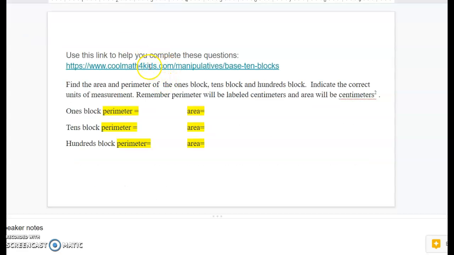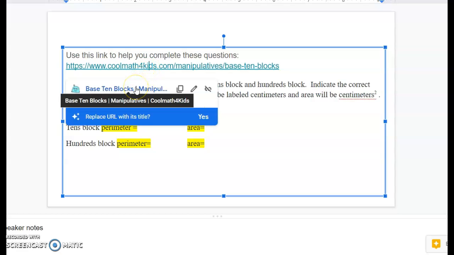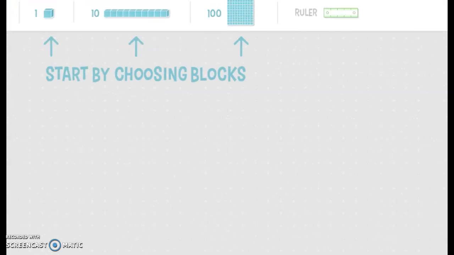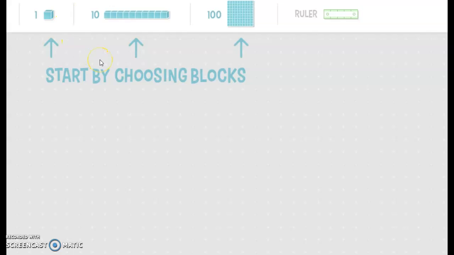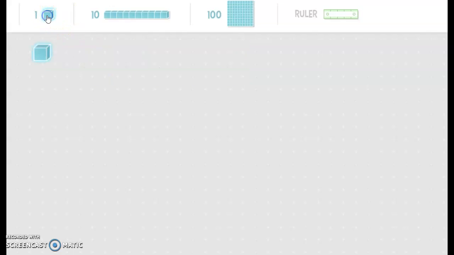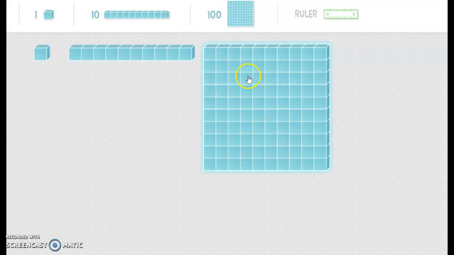You're going to use this link right here to help you complete the question. So I'm going to click on that link and show you what it does. So it brings us to this website that has the base 10 blocks. So this is a measurement of 1 square unit. This one has 10 and this one has 100. And you're going to use these to help you complete today's assignment.